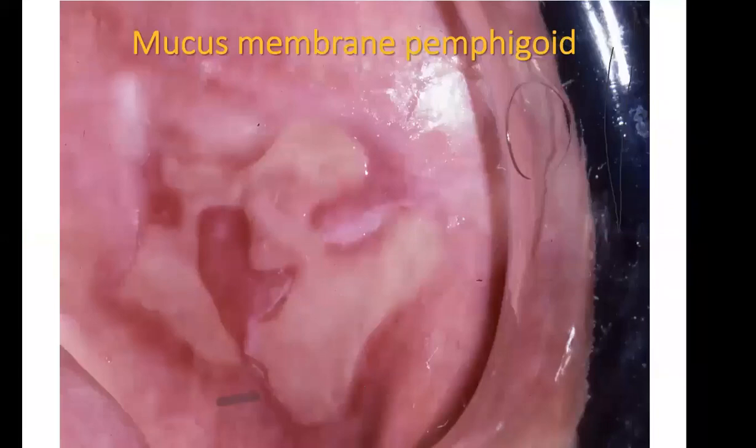So moving on, mucous membrane pemphigoid. Once again, it's not a single disease. There are many different types of mucous membrane pemphigoid. Many antigens can elicit an antibody response in genetically susceptible individuals, but in any given disease, it's only one antigen that's responsible for the condition.